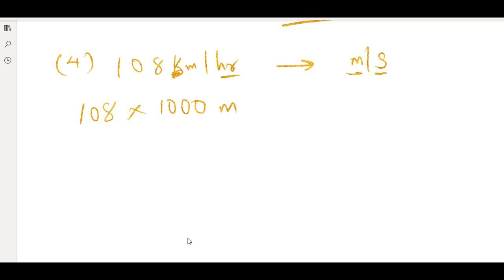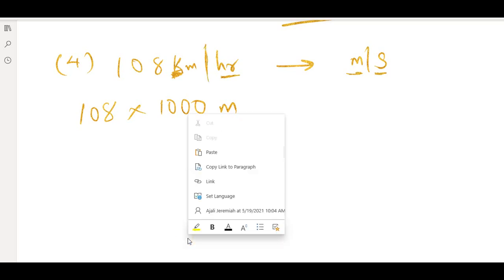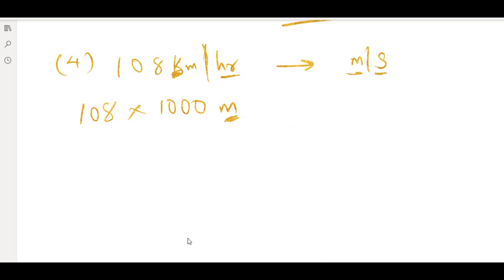Do you see that? Peter, can you see that? The kilo is 1,000, so I can replace the kilo with 1,000, and my meter is still here. Over. This per means over. So over the hours. Convert hours to minutes, to seconds. We want to convert it to seconds rather.